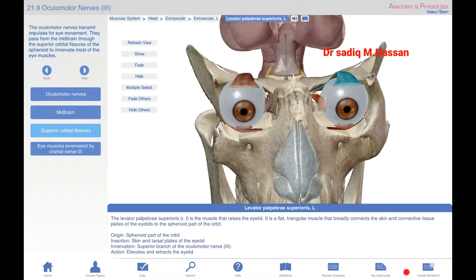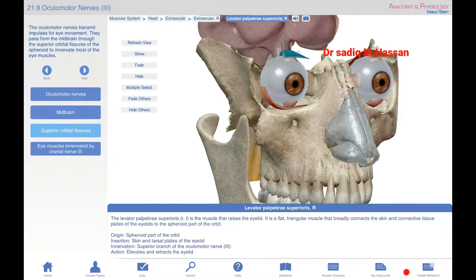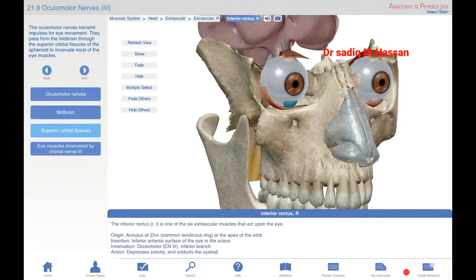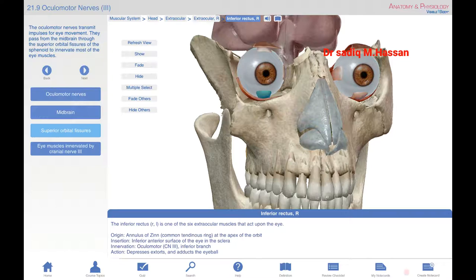As we see here, this is the levator palpebrae superioris, which is innervated by nerve number 3. This is the inferior rectus muscle, supplied by cranial nerve number 3, the oculomotor nerve, which we are talking about now. Here we see the superior levator palpebrae superioris, and this is the inferior oblique muscle, supplied by the oculomotor nerve. And this inferior rectus muscle is supplied by cranial nerve number 3, the oculomotor nerve. So three muscles by one nerve. Let us continue.